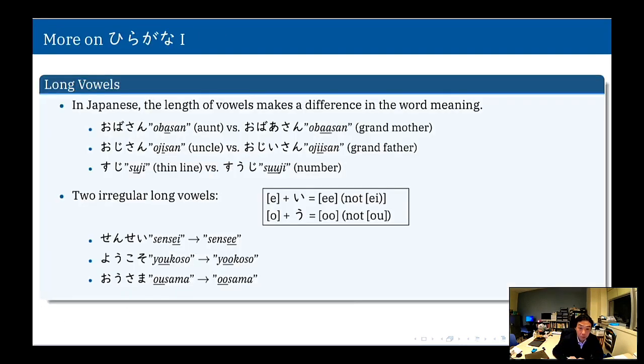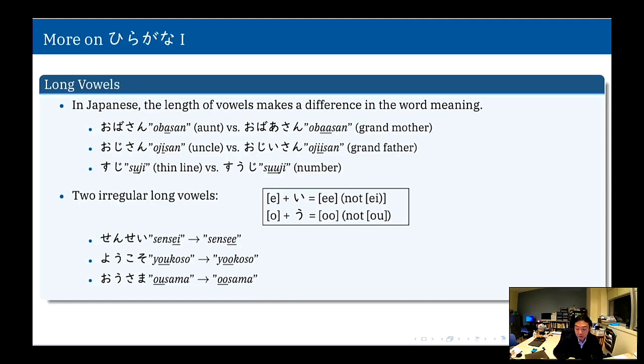I'm gonna talk about two more things about the hiragana. The first one is long vowels. I said there are 5 vowels in Japanese. It's true, but not exactly true, because there are actually more vowels than 5 in Japanese. The reason is that in Japanese, we care about the length of the vowels.